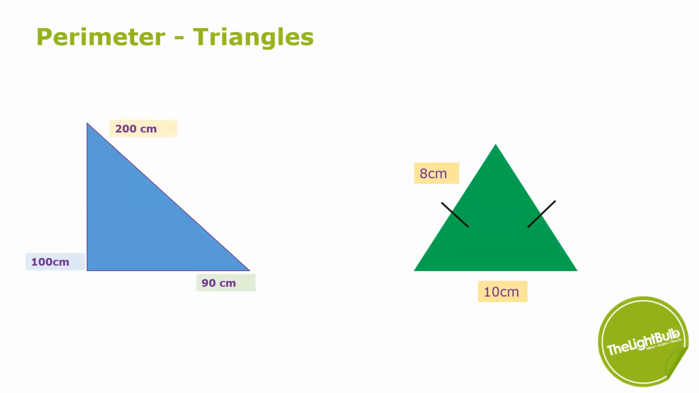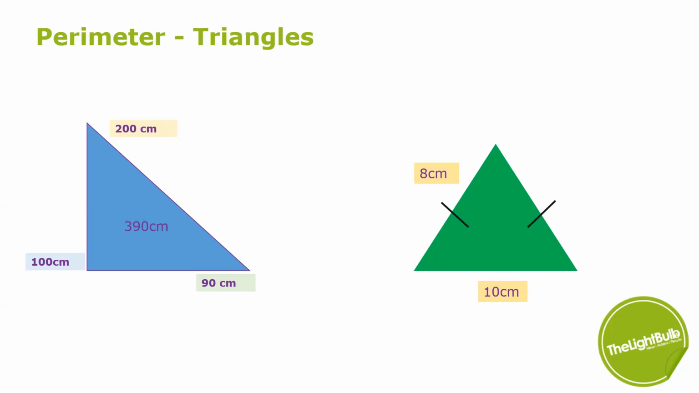Okay, so hopefully you've been able to work out that the perimeter of the blue triangle is 390 centimeters. Got 100 plus 200 plus the 90 gives the 390. So all the measurements were there.